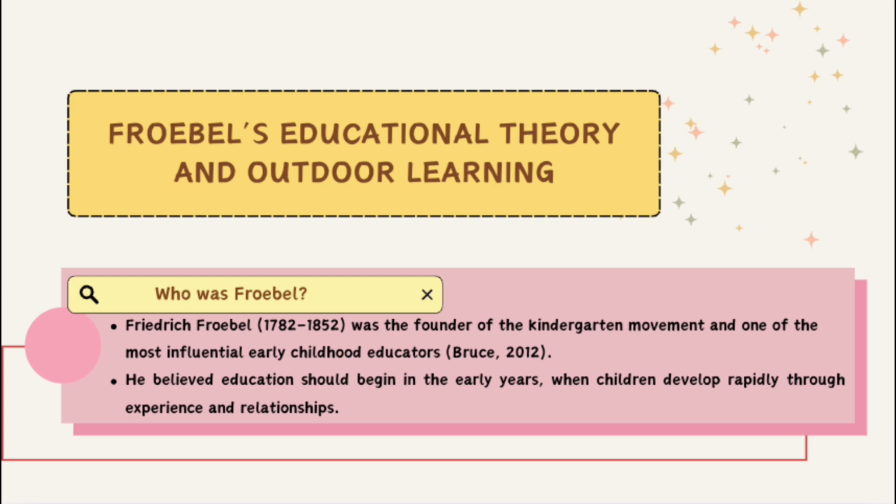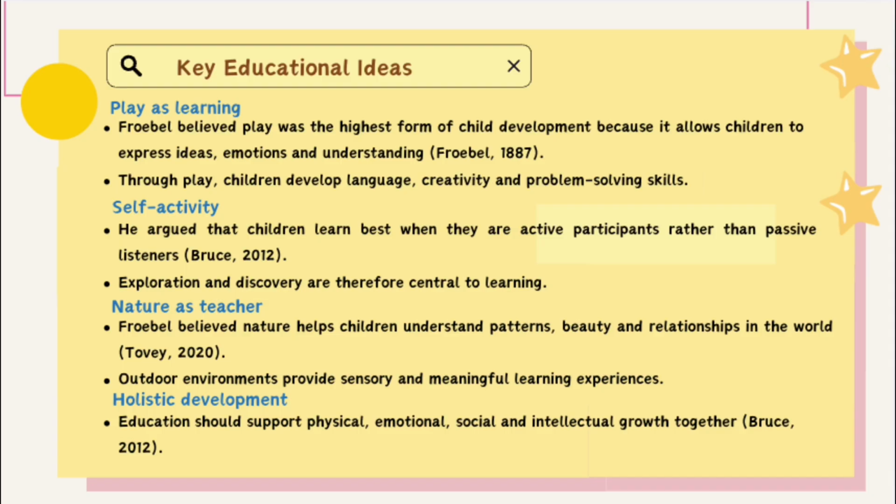Outdoor learning is closely linked to Friedrich Froebel. He was the founder of kindergarten and one of the most important early childhood educators. Froebel believed that education should support the whole child, including learning, emotions, and development. Because of his ideas, modern early childhood education was strongly influenced by his work. Many of his ideas are still important today. Now, let us look at some of Froebel's key ideas.